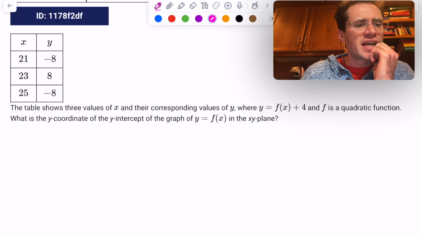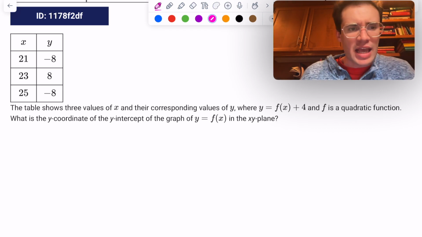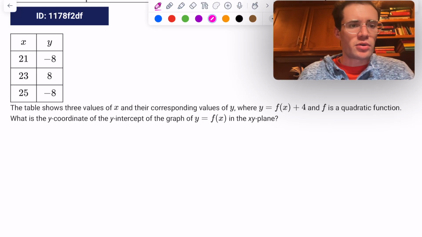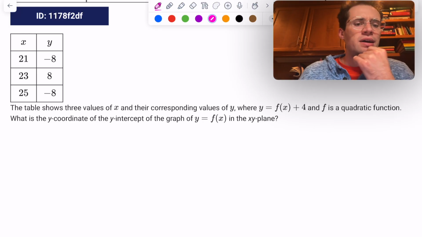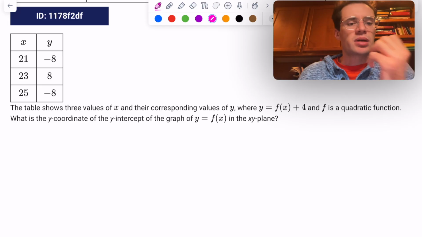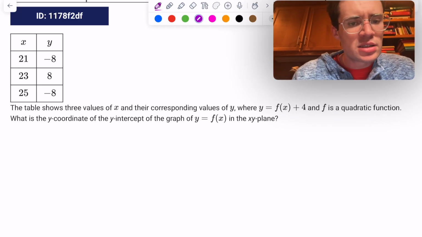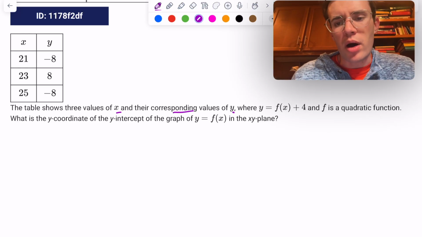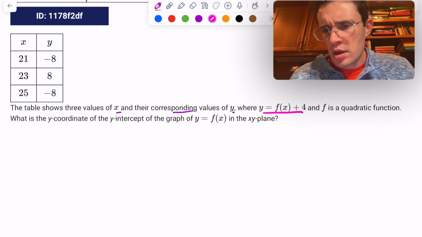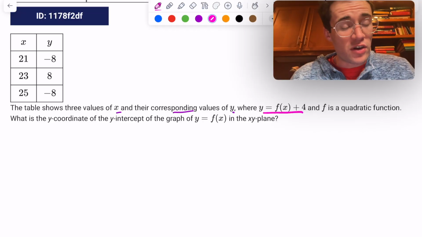All right, here we have a table. We have our inputs and our outputs. Our inputs are x's, which could be 21, 23, 25. Our outputs are y's. We get negative 8, 8, and negative 8 respectively. All right, so the table shows 3 values of x and their corresponding values of y, where y equals f of x plus 4, and f is a quadratic function.